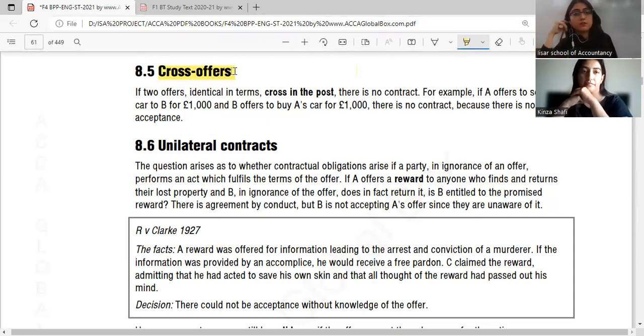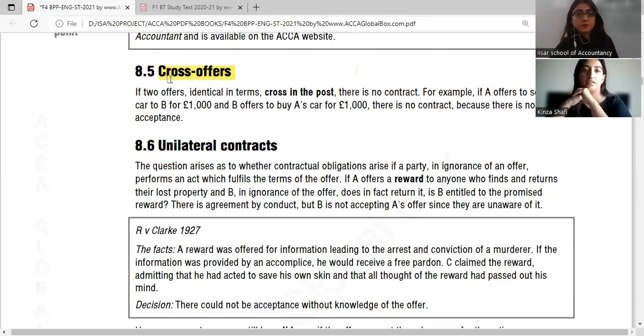What is a cross offer? Now this is not a counter offer. In the exam, make sure you keep these two different. You don't mess up with these two. Counter offer: आपने कहा मुझे F4 पढ़ना है, मैंने कहा मैं F4 पढ़ाऊंगी, आपने कहा नहीं नहीं मुझे तो F5 पढ़ना है. मैंने कहा मैं F4 पढ़ाऊंगी लाइव, आपने कहा नहीं नहीं मुझे तो रिकॉर्डिंग चाहिए. That is a counter offer.